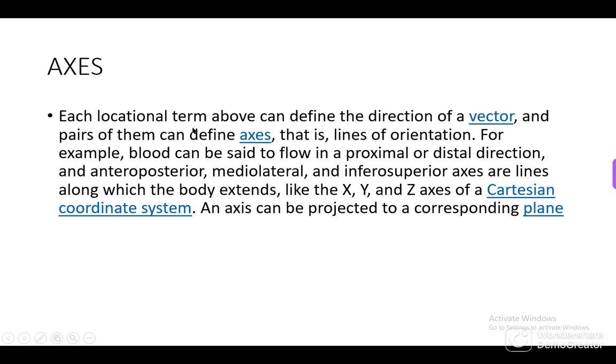Axis: each location term above can define the direction of a vector. Pairs of them can define an axis, and that is the line of orientation, with the person in the anatomical position. For example, blood flows from the proximal to the distal direction in the arteries, and from the distal to the proximal in veins. Anterior-posterior, medial-lateral, and inferior-superior axes are the lines along which the body extends, like the x-axis, y-axis or z-axis in the Cartesian coordinate system. An axis can be projected onto the corresponding plane.